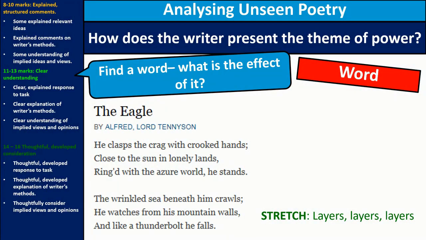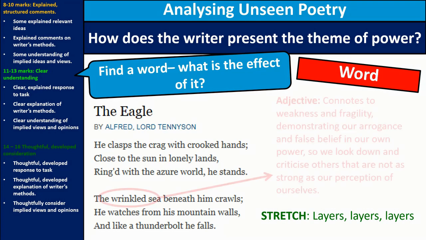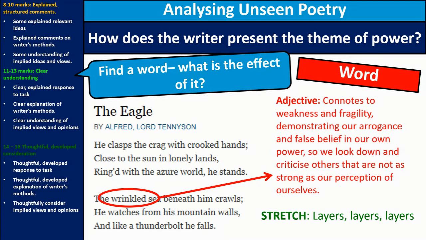Next up, we're on solid ground. So after a slightly tricky structure, we're on word. We all know how to find a word and we know how to find the connotations of it. So wrinkled connotes weakness and fragility, therefore that demonstrates the eagle's arrogance and our arrogance and false belief in our own power. We look down and criticise others that are not as strong as our perception of ourselves, which obviously then accentuates the pain of this eagle then falling and collapsing in a humiliating fashion. So words should be nice and straightforward for you.